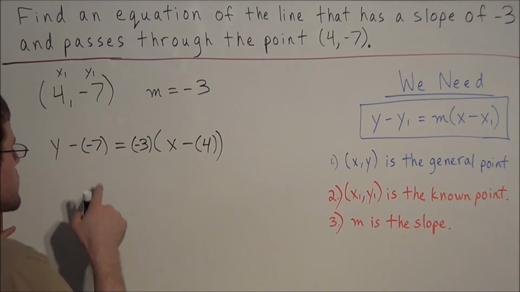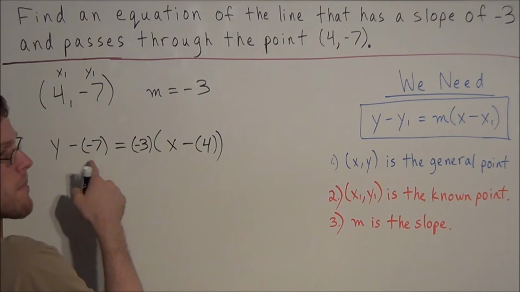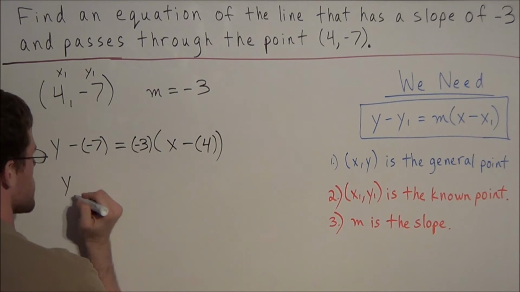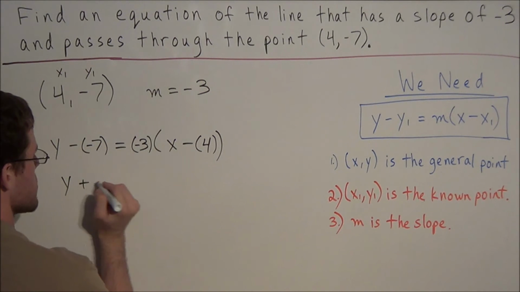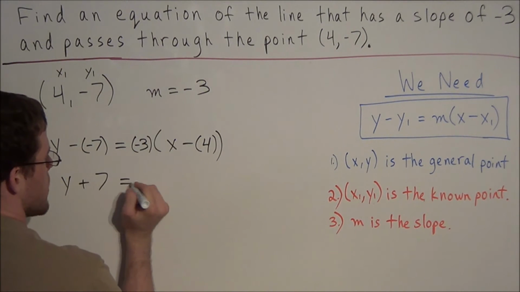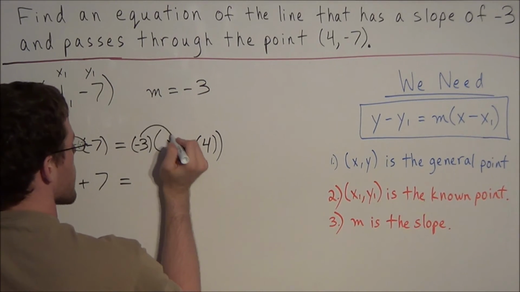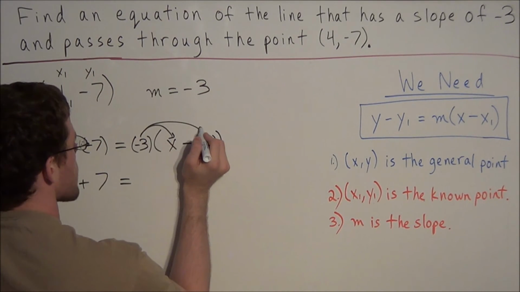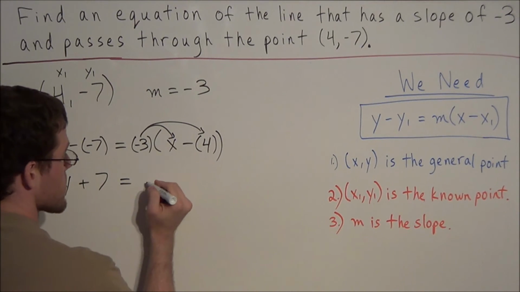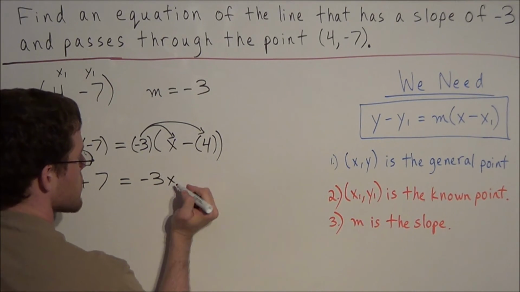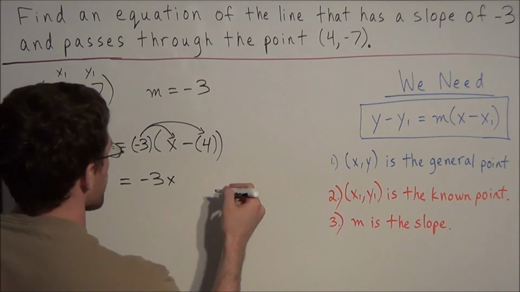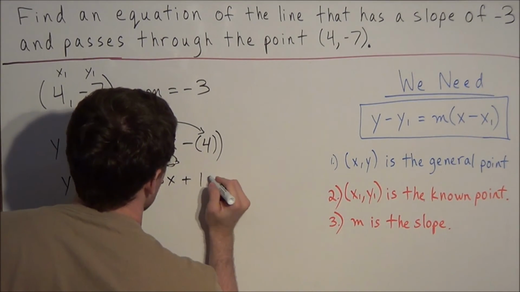Now for the next line, we have y minus a -7. When we subtract negatives, that operation changes to addition. So we have y plus 7 equals, and now we can distribute the -3. -3 times x is -3x, and -3 times -4 is +12.